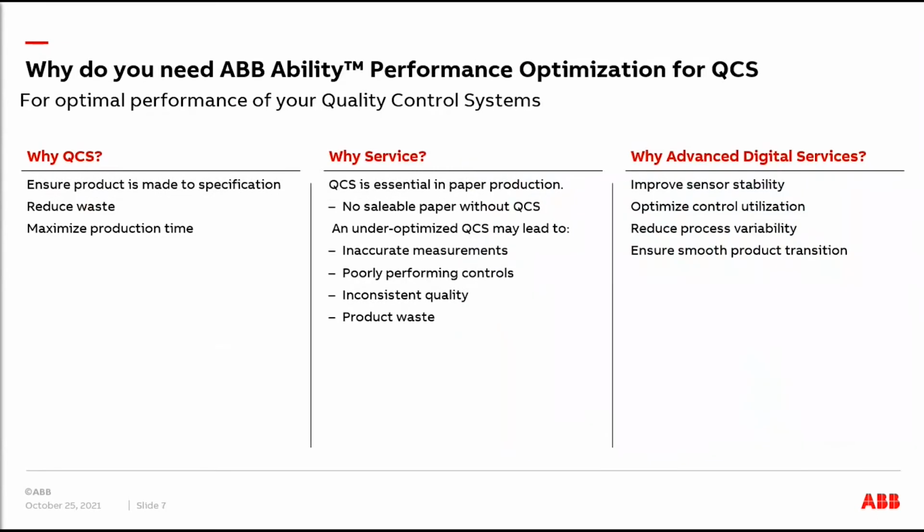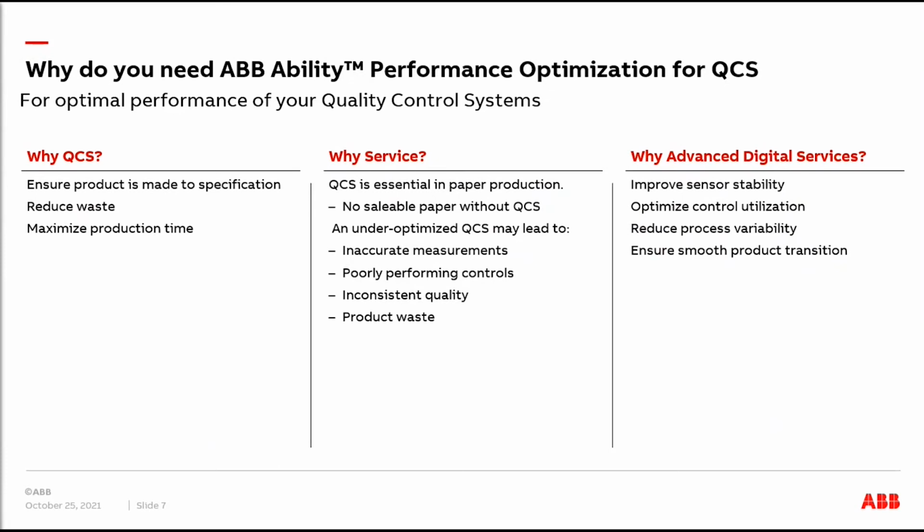So why do we have a QCS? In today's production environment, paper makers mostly depend on the quality control system equipment for the daily operation of their paper machine. To maximize production throughput and quality, the QCS must be performing at peak efficiency. We can't afford to have the QCS shut down most of the time.